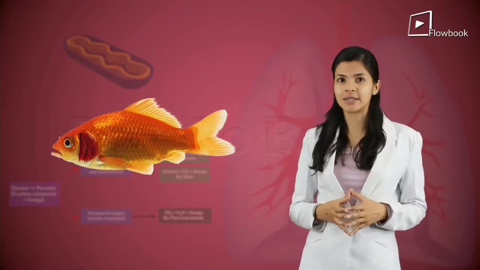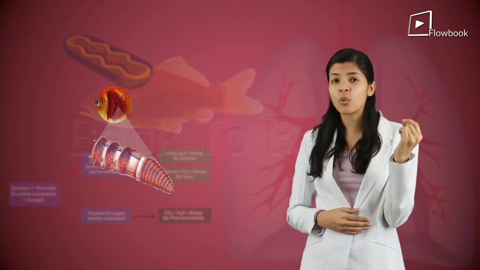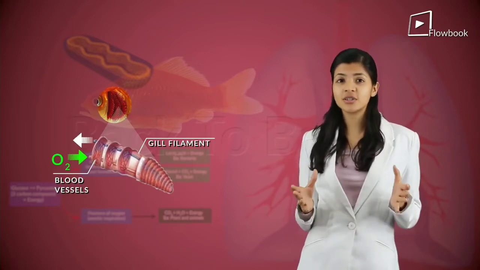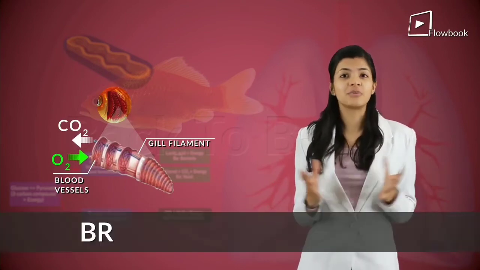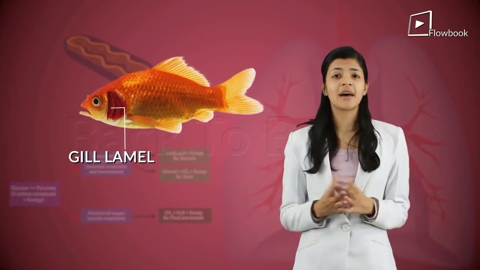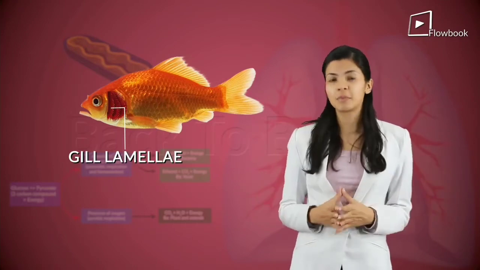Now what happens here? A lot of blood is supplied to the gills through really thin-walled capillaries. So oxygen gets exchanged here, and this is called branchial respiration. The gill's lamella gets bathed in water, and this is where the exchange of gases takes place.